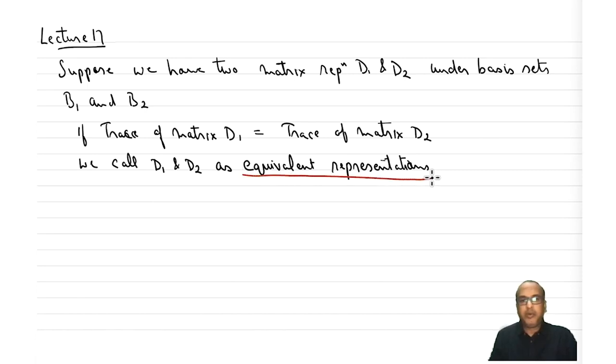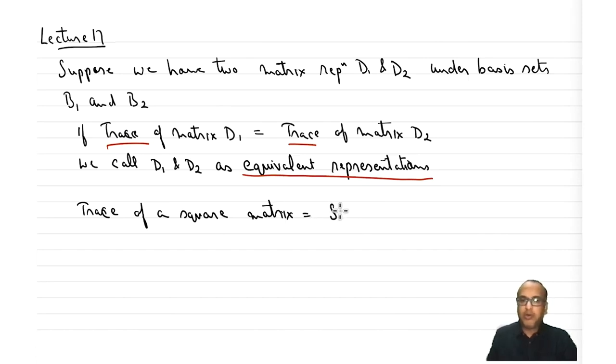Now this is very, very important here. Because we are saying that the trace of the matrix D1 is equal to trace of the matrix D2, in such cases, we call the representations as equivalent. So what is trace, by the way? Those who don't know what is trace, trace of a square matrix is equal to sum of diagonal elements of the matrix.